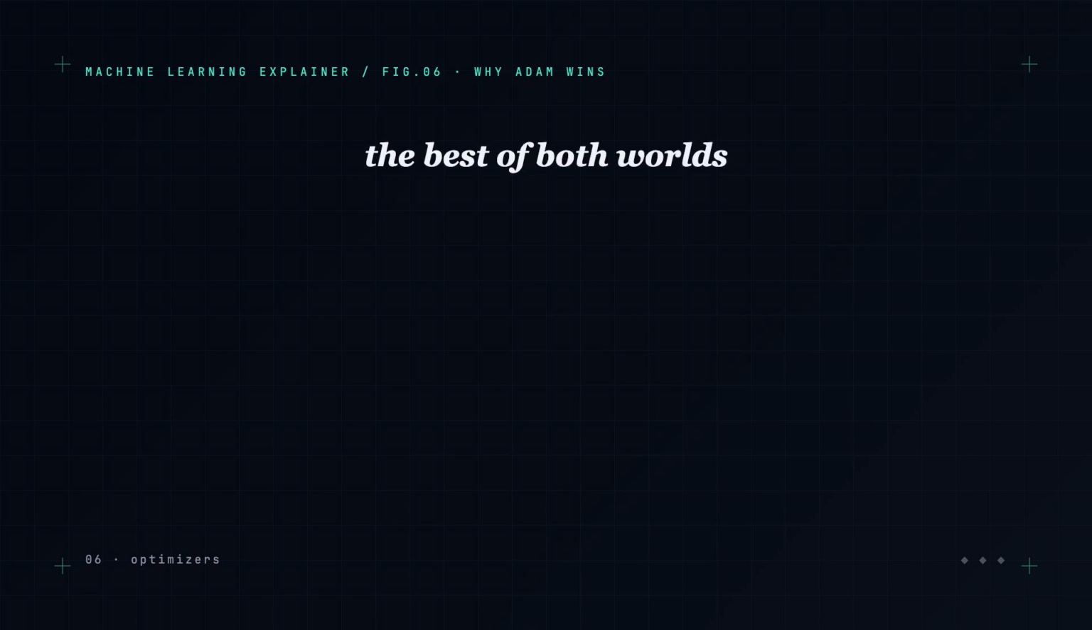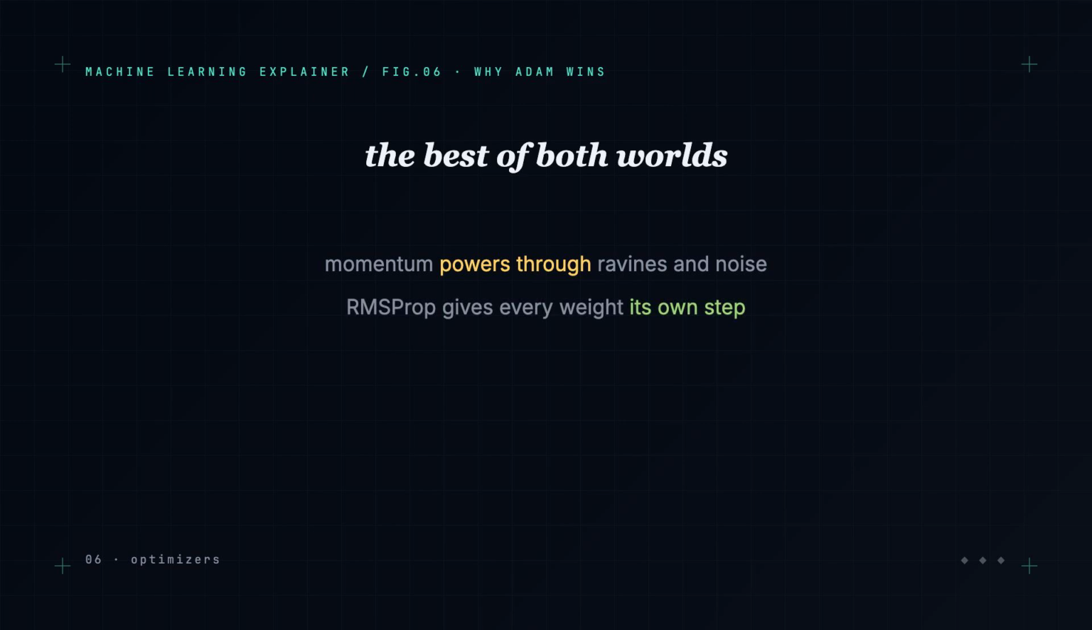The momentum part powers through ravines and noise. The RMSProp part gives every weight its own sensible step size. It works well out of the box with very little tuning, which is exactly why it became the default optimizer for deep learning. When in doubt, people reach for Adam, often its variant AdamW.